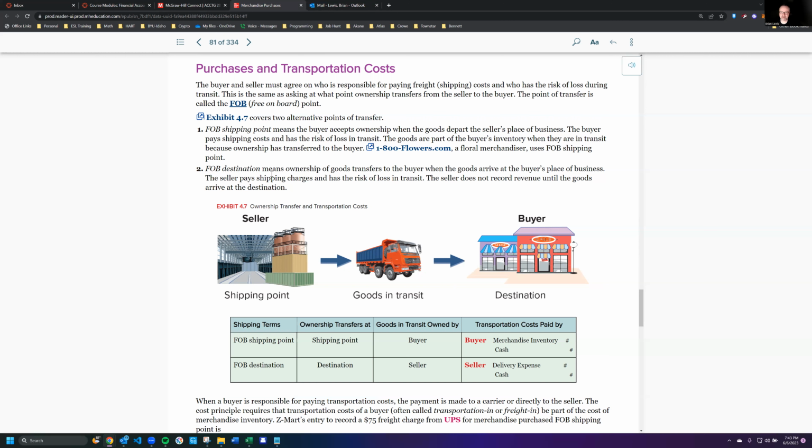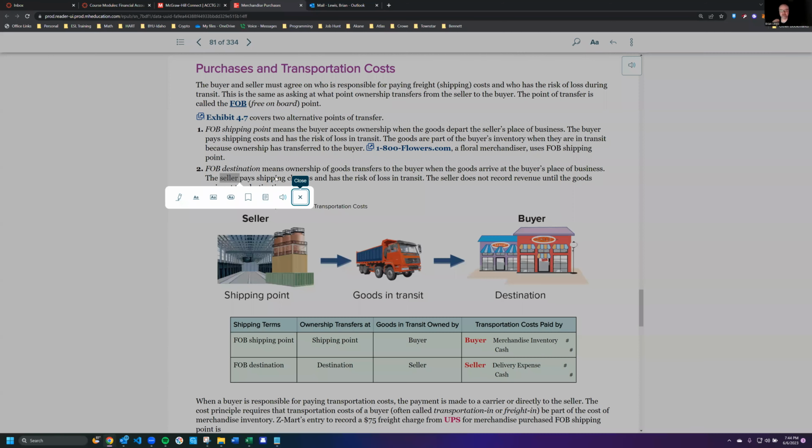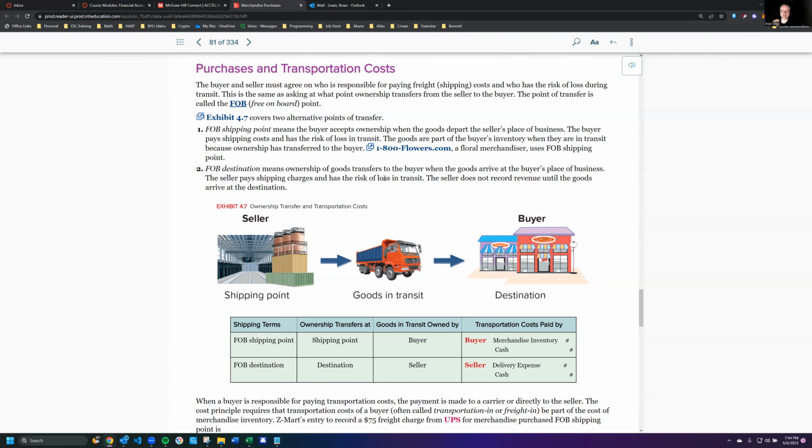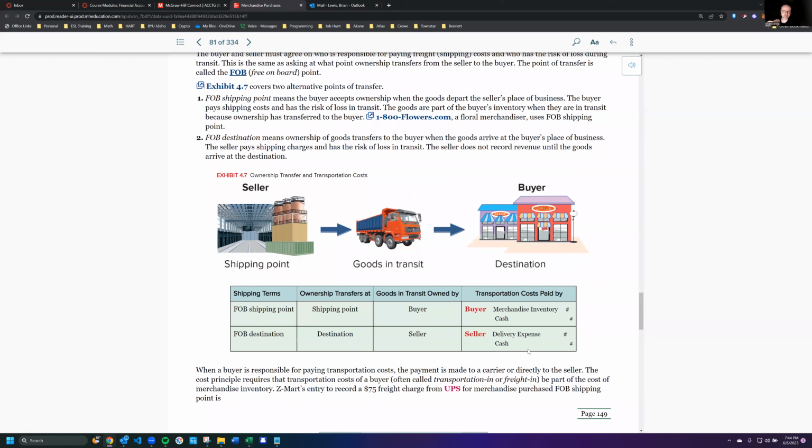If it's FOB destination, it would be similar to, let's say, Amazon or some other reseller sending you goods. If you never receive it, you don't owe the seller anything, right? So the ownership only transfers when the buyer receives the goods, not when it ships. And so usually in that case, the seller pays the shipping costs and they are at risk of loss. So this little table right here is very important to understand because it determines when you record the shipping cost.